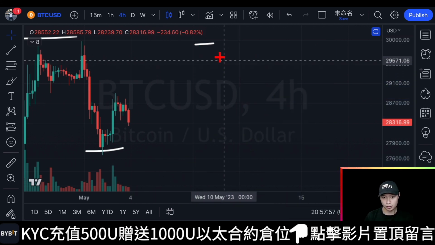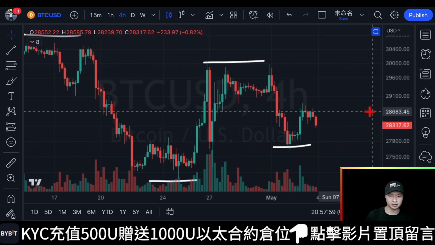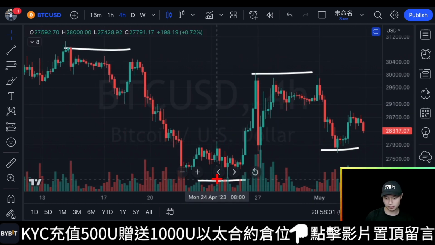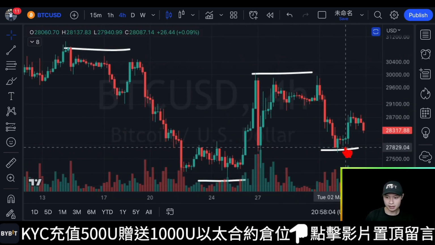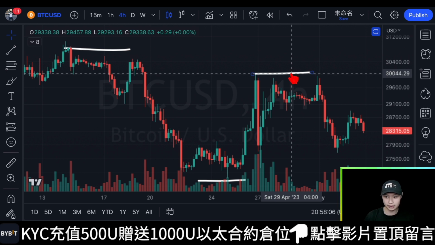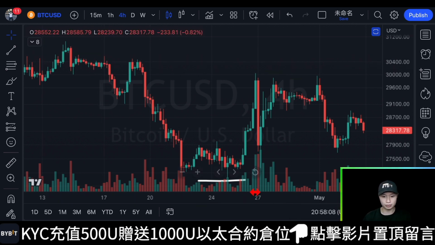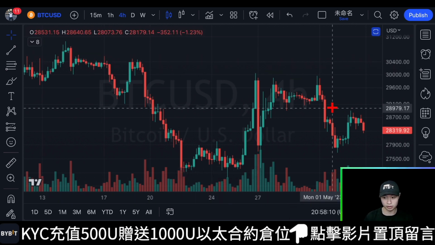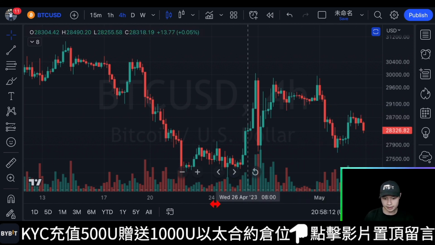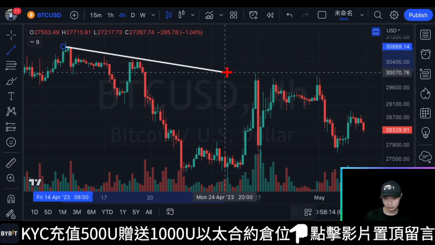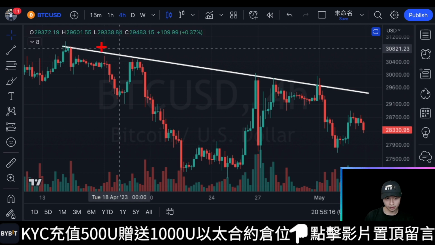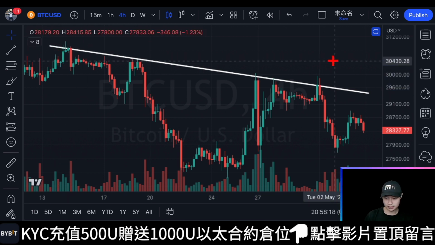Therefore, comparing the highs and lows over time is the best way to distinguish whether the price is in a bullish or bearish trend. Currently, you can see that we're having a higher low and a lower high. Well, in this kind of situation, at most, we can only define it as oscillation. It hasn't shown any bullish or bearish trend.